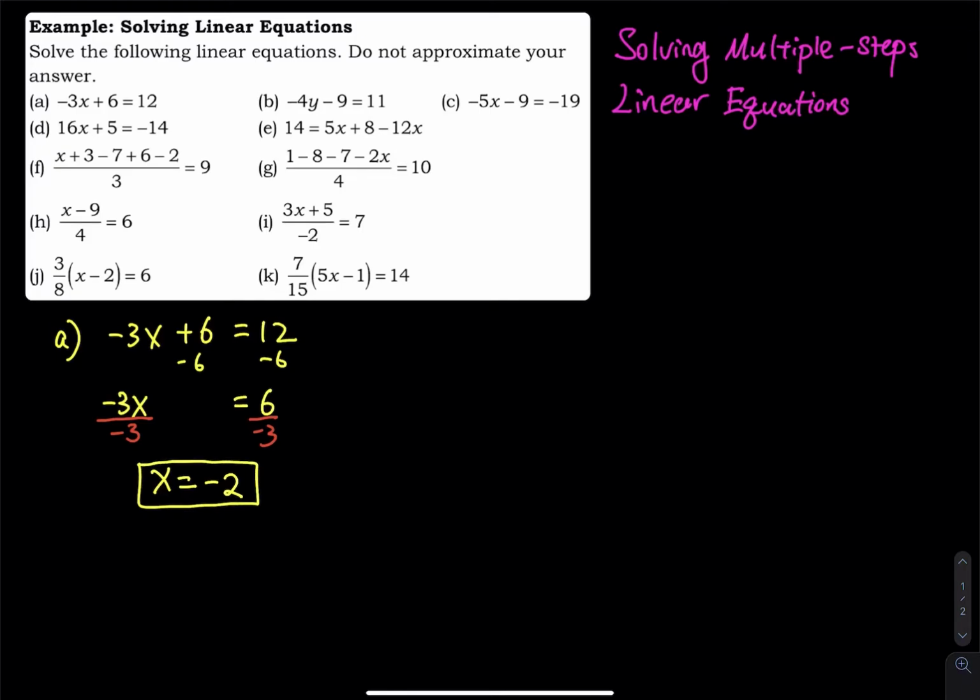How do you know negative 2 is right? You plug it in. So negative 3 times negative 2 plus 6, is that equal to 12? The answer is yes. We have 6 plus 6. In fact, that is equal to 12. So x equals negative 2 is a correct solution, because negative 2 fits into the equation.